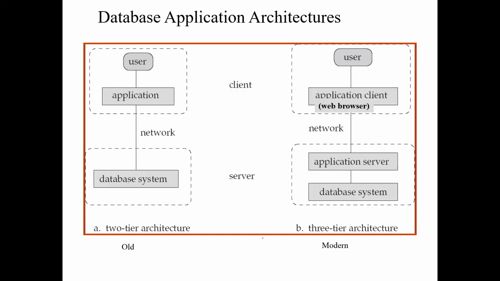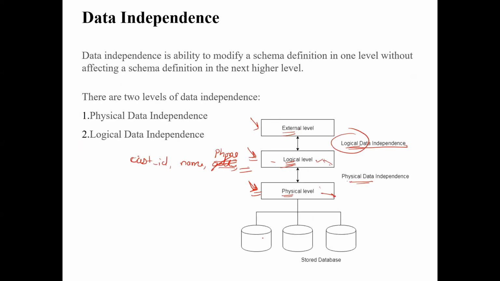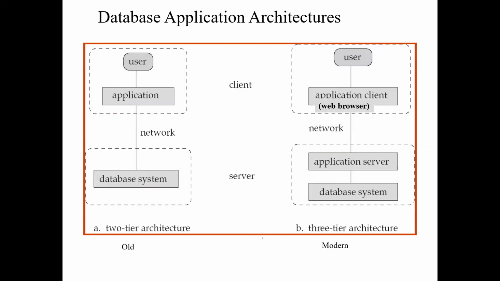So this is all about data independence in the database. We have studied two levels of data independence. One is physical data independence and the second is logical data independence. The next topic is related to the database application architecture.